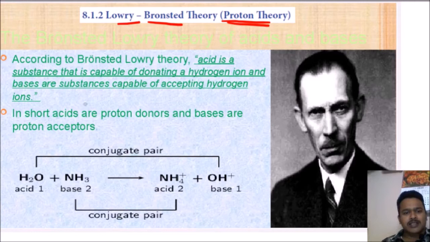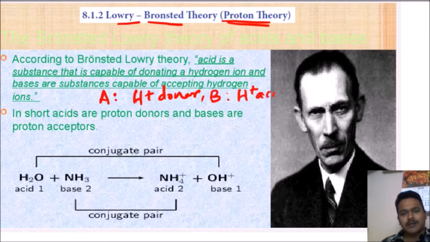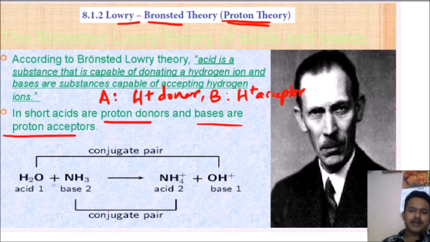According to Bronsted, acid means what? Acid means which can donate. Acid means H plus donor. Okay, what is the base? Base means H plus acceptor. That's it, over. Donating H plus is an acid, accepting H plus is a base. In short, acids are the proton donors, bases are the proton acceptors. This H plus is called a proton.